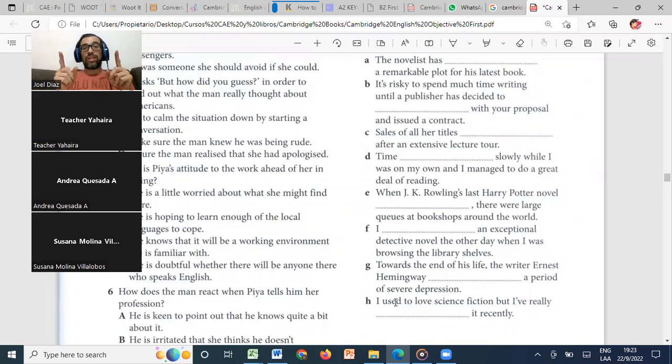Remember, depending on the tense, you need to change the verb, right? If it's past, then you need to change it to went, right? Or if it's in past perfect, also gone, right? And so on. Okay, so let's see how it goes, with the come and go phrasal verbs.